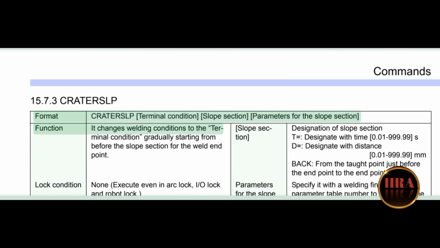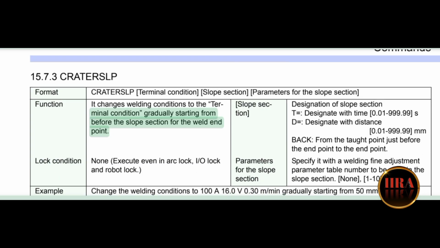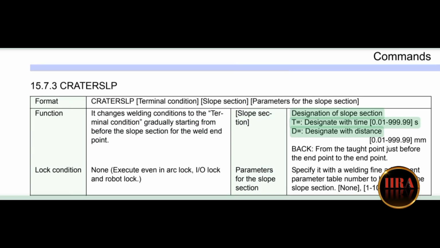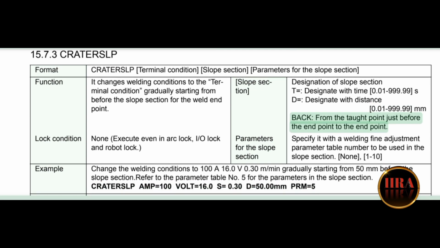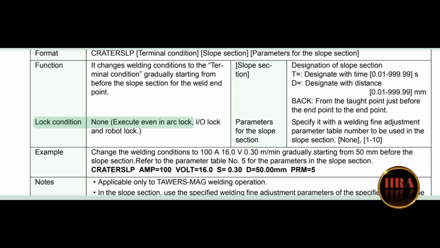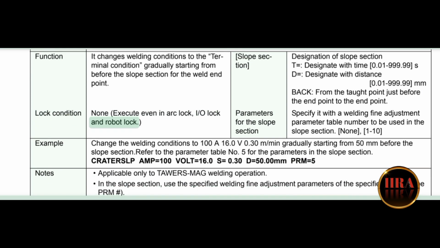Format: CRATERSLP, terminal condition, slope section, parameters for the slope section. Function: it changes welding conditions to the terminal L condition, gradually starting from before the slope section for the weld endpoint. Slope section: designation of slope section. T=, designate with time, 0.01-999.99. ST=, designate with distance, 0.01-999.99 mm. Back: from the torch point just before the endpoint to the endpoint. Lock condition: none, execute even in arc lock, IO lock, and robot lock.